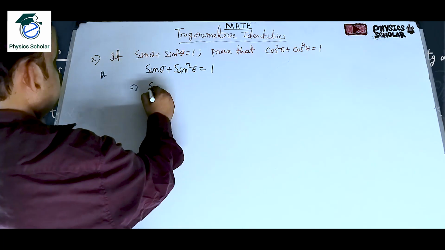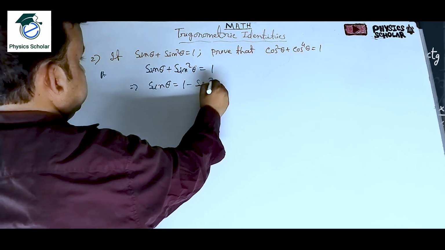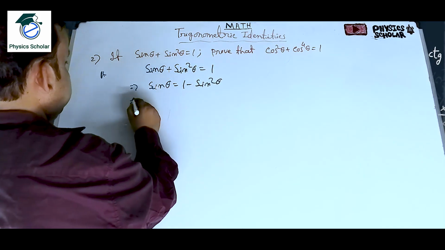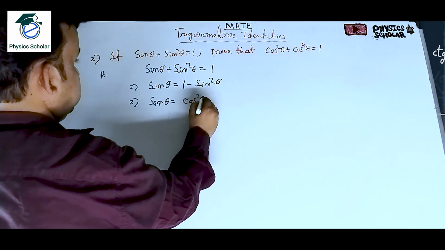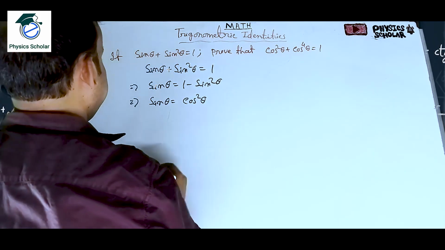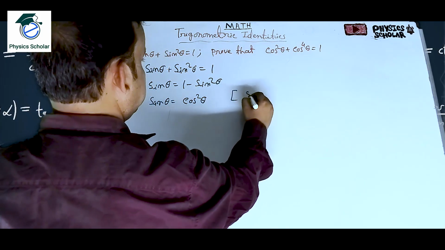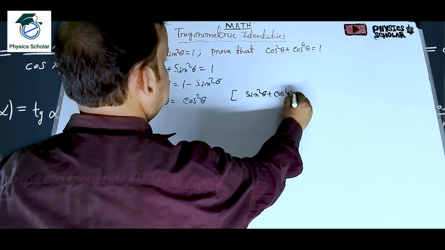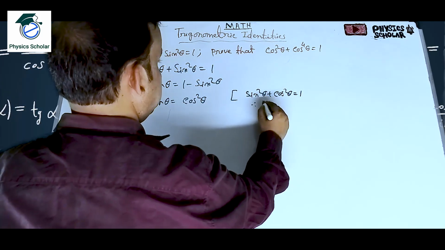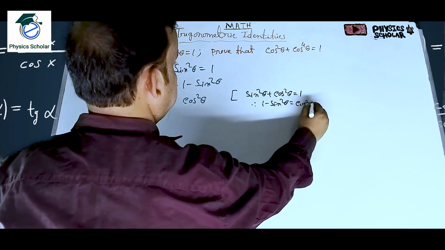So what to do? Sin theta is equal to 1 minus sin square theta. What is 1 minus sin square theta? It means cos square theta. So sin theta is equal to cos square theta. Why? Because sin square theta plus cos square theta is equal to 1. Therefore 1 minus sin square theta is equal to cos square theta.